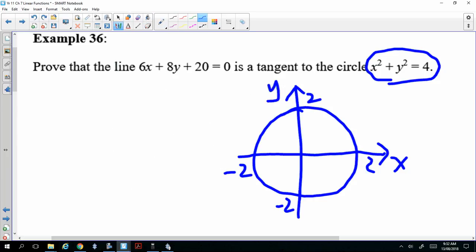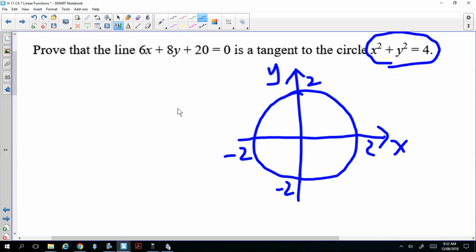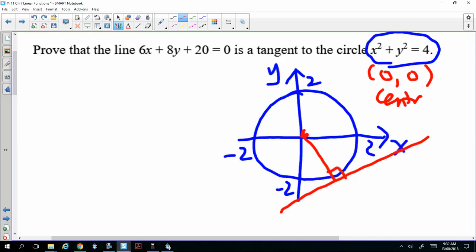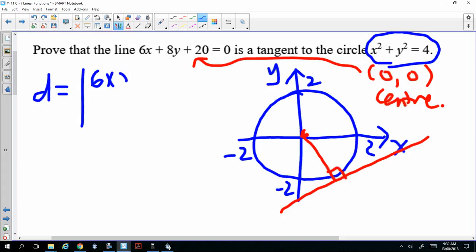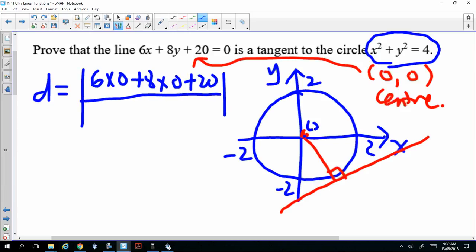Okay, now watch this. To prove it's a tangent, all you have to do is find the distance of that line from the center of the circle. Now the center of the circle is (0, 0), right? Let's work out the distance of that to this line. So use the perpendicular distance formula. 6 times 0 plus 8 times 0 plus 20. Find the distance of that (0, 0) to the line 6x plus 8y plus 20 equals 0, over the square root of 6 squared plus 8 squared.